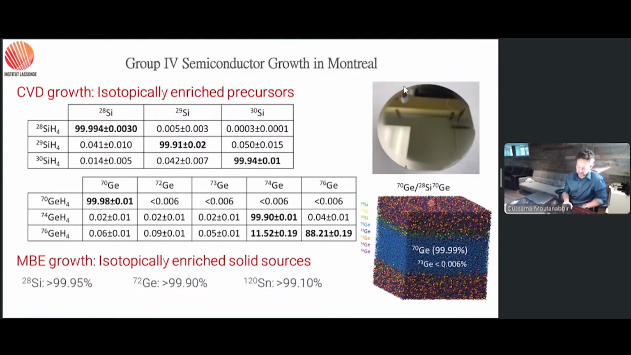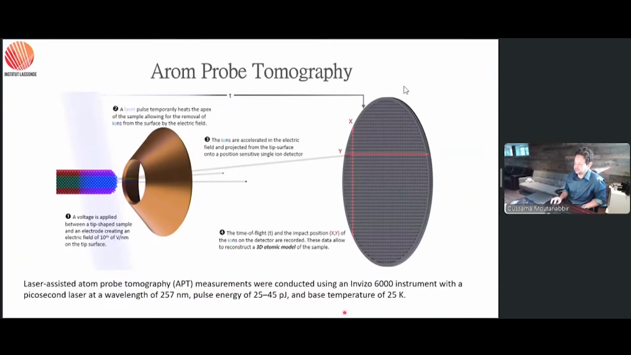And because I will base all the analysis on atom probe tomography, I will show you quickly. In our lab, we have an Invizo 6000 instrument. So basically how it works, for people who are not familiar with the method, you take your specimen and you sharpen it into a needle-like shape. After that, you put it in your atom probe tomograph, and you apply a voltage in a way that the field at the surface will be sufficiently strong to nearly ionize species at the surface.